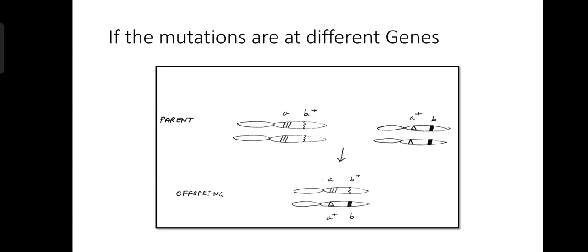So even though it is inheriting the mutant alleles, at the same time it is also inheriting wild type B from one parent and wild type A from the other parent, as a result of which it shows the wild type phenotype. So by studying the offspring we can say that both mutations are in different genes. So this is all about the complementation test.